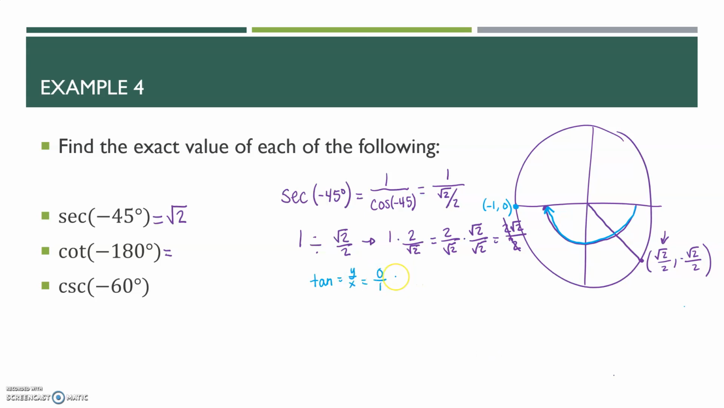So when I do cotangent, I'm doing 1 over the tangent, which was 0. But I cannot have a 0 in the denominator. If I do 1 divided by 0, I'm going to get an undefined answer.